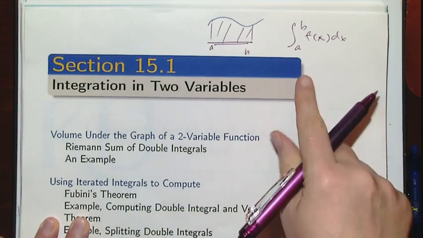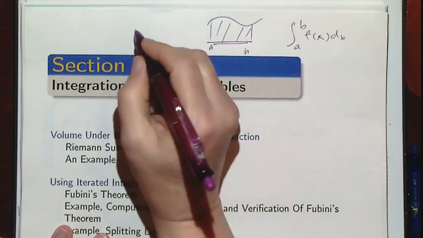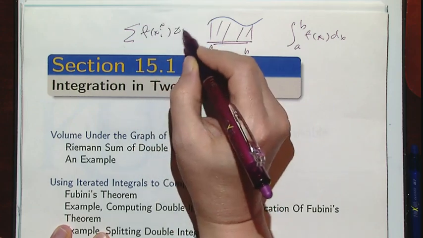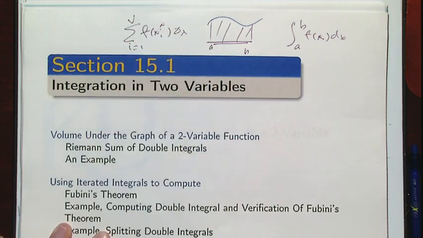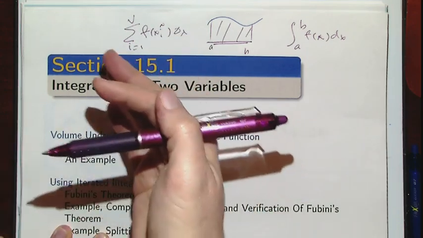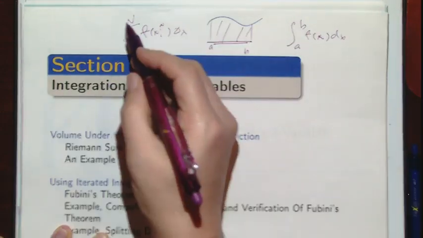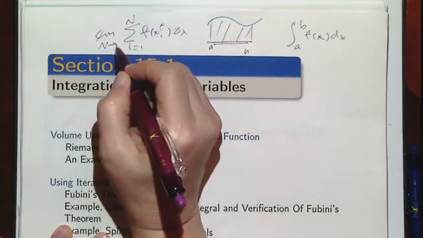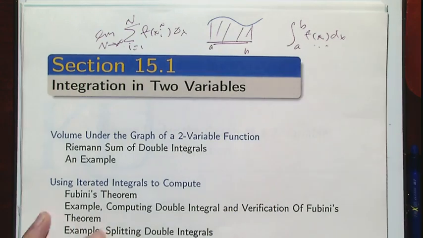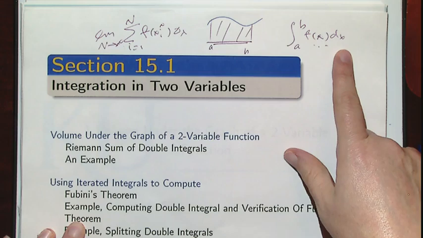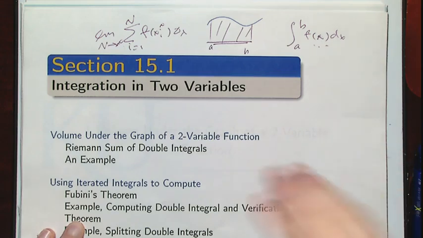What was the Riemann sum in here? The sum of f of xi star delta x, i from 1 to n. And so the story was, we're increasing n to get that area when that limit exists, right? So now, this was a function of one variable. Now I have a function of two variables.